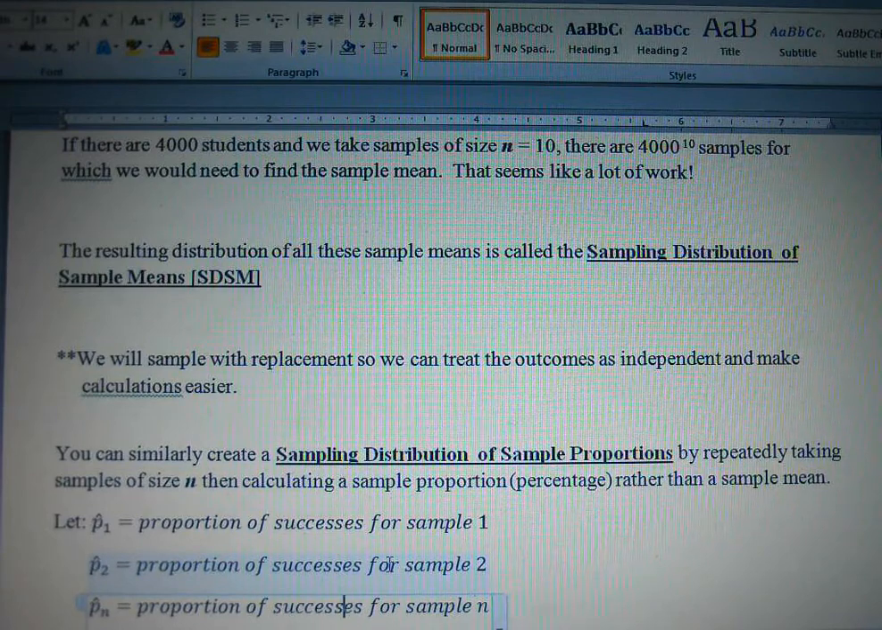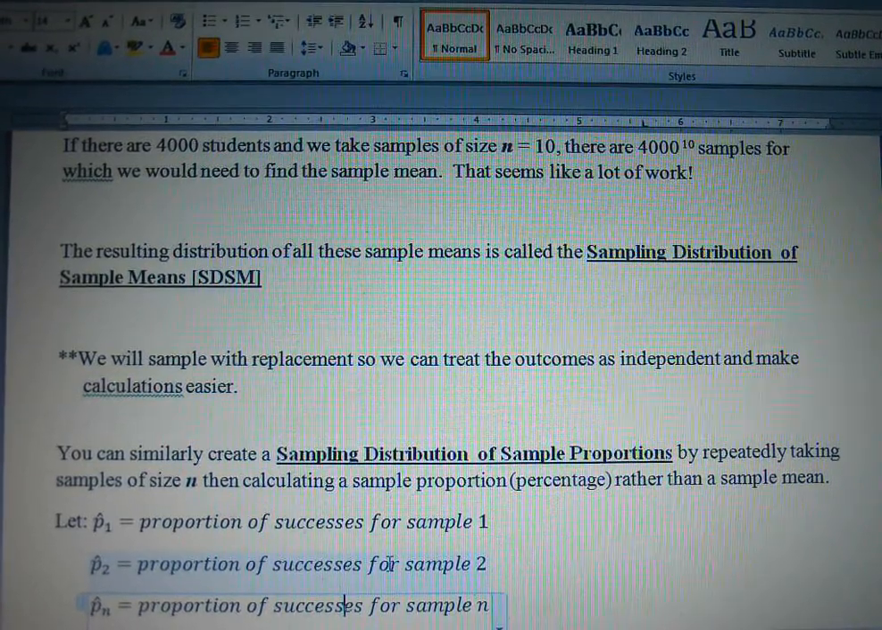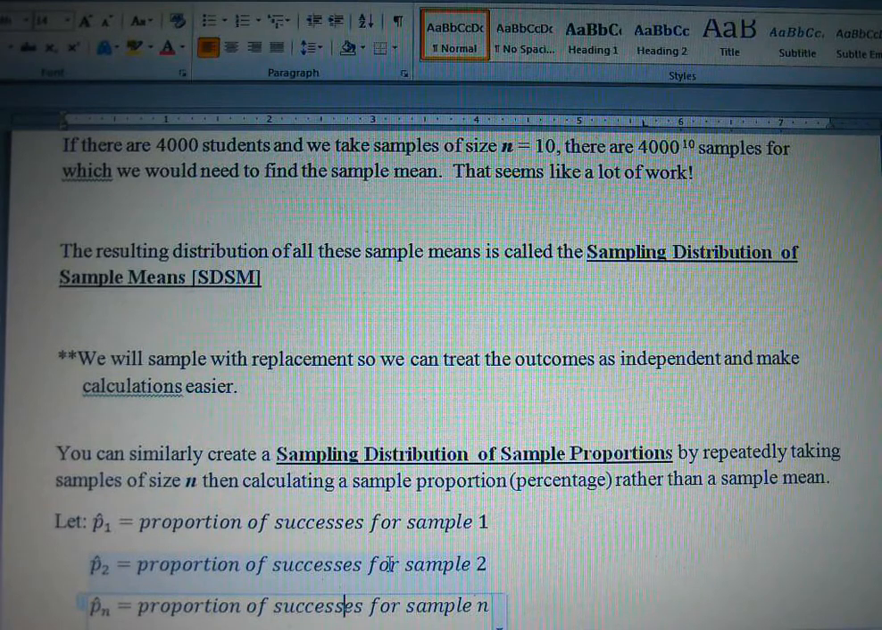Okay, and similarly, we can create a sampling distribution of sample proportions by repeatedly taking n samples and calculating a sample proportion or percentage rather than a sample mean. So rather than taking samples of size 10 students and calculating their mean GPAs or mean commute distance, we could look at the proportion of students who support a certain social issue. So rather than a sample mean, that would give you a proportion or percentage for each sample.